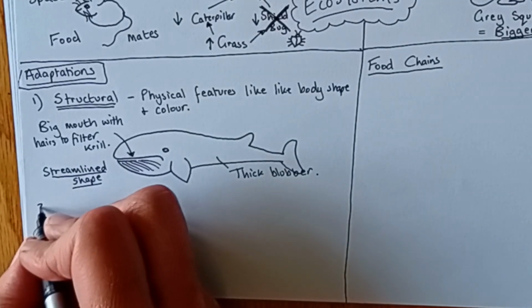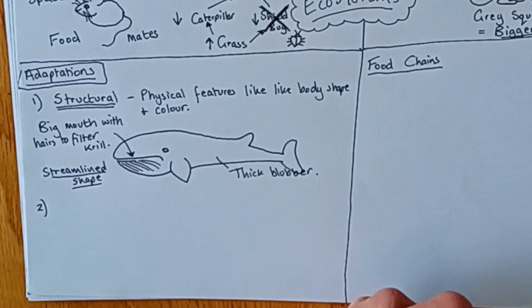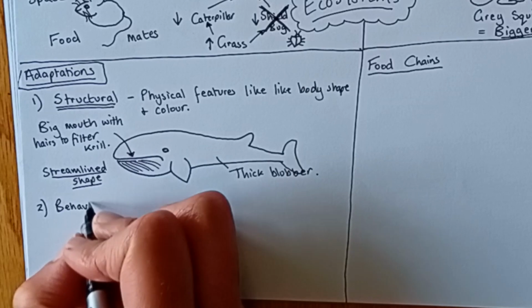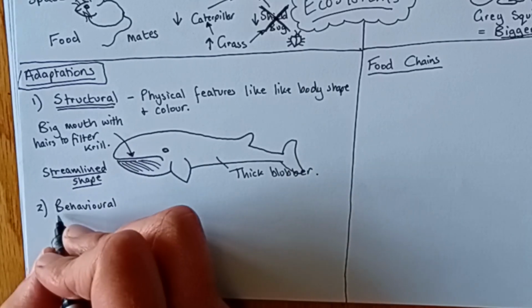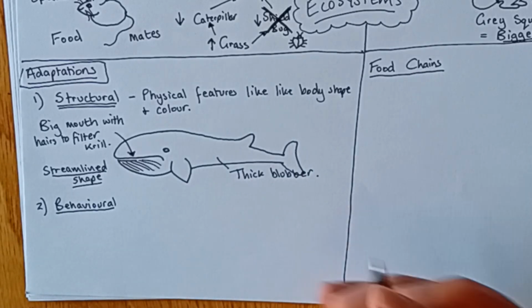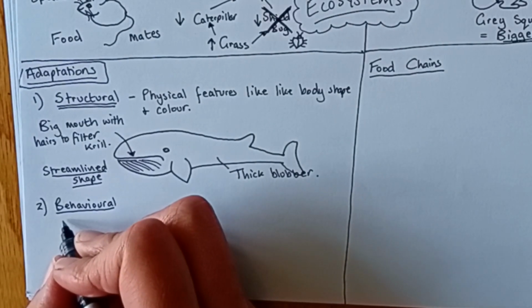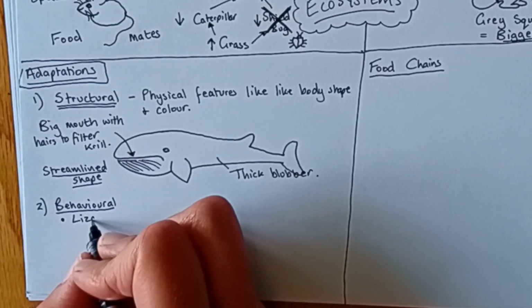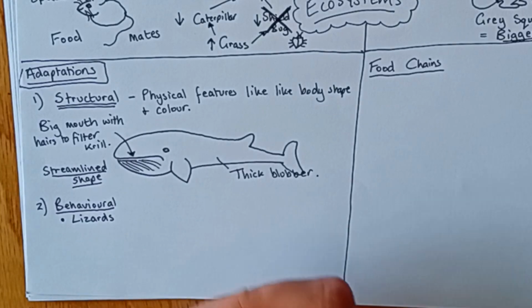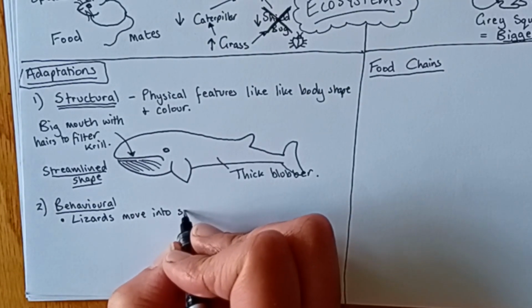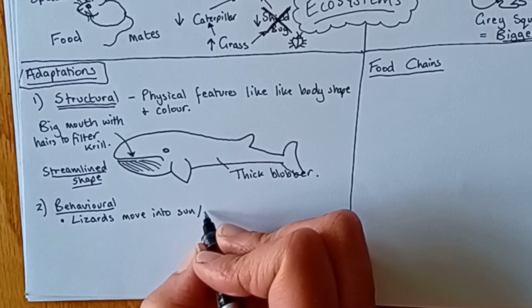The next type of adaptation you need to know about then is a behavioural adaptation. And as the name suggests, this is how animals' behaviour allows them to survive. So, for example, lizards move into the sun or the shade to moderate their body temperature.